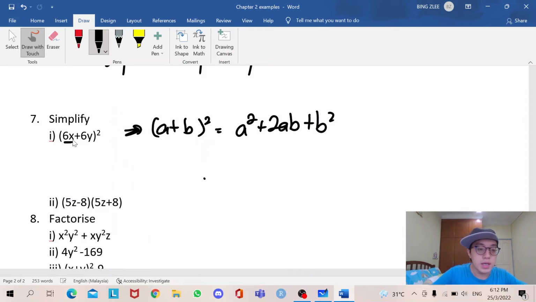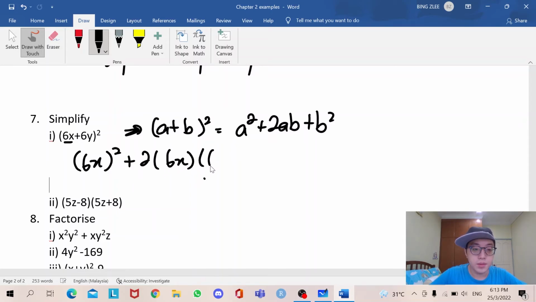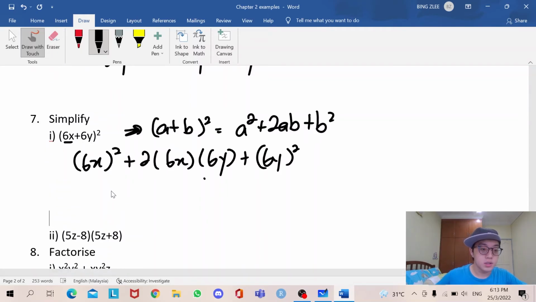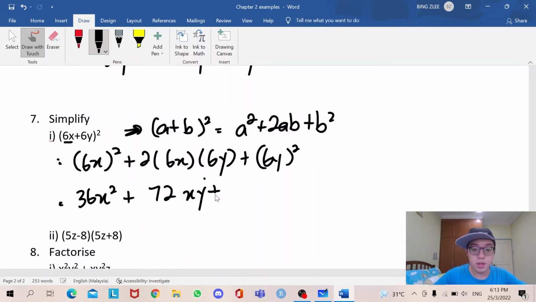So from here, a is 6x, so (6x) the whole thing squared. It's not just 6x squared, yeah? So please don't make that mistake. (6x) squared plus 2ab plus b squared. So from here, you can further continue and you will get the answer here as 36x squared plus 72xy plus 36y squared, right?